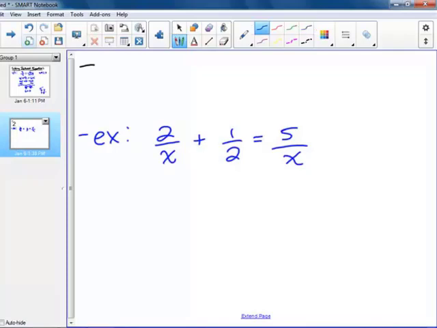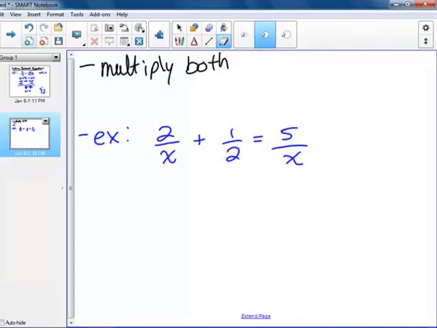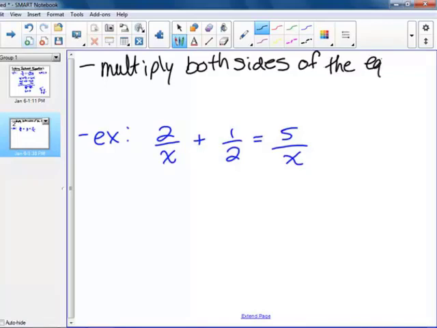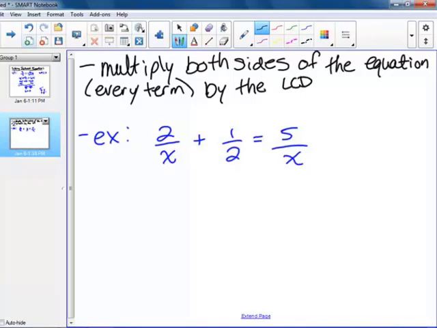So when it becomes more complicated than just a proportion, what we do is we multiply both sides of the equation, and I'm going to put in parentheses every term. We have to make sure we do every term. Multiply both sides of the equation by the least common denominator. And really, you could think of it like least common denominator over 1. And then solve like we normally would.